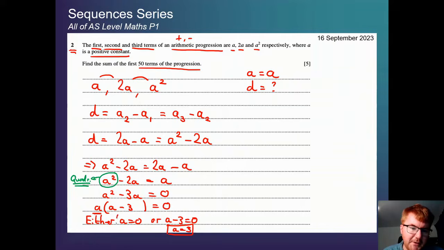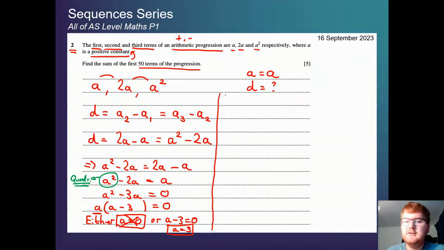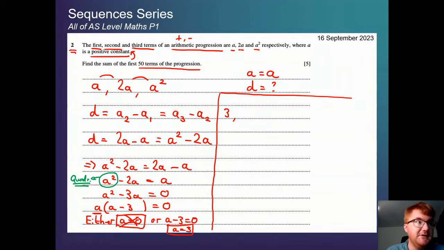Now notice we have two possible answers, but back to something I underlined already, a is a positive constant, therefore 0 is not possible, therefore a is equal to 3. Now let's write this question out a little bit differently. Now we know a is equal to 3, the first term is 3, the second term 2a, 2 times 3 is 6, then 3 squared is equal to 9. So notice I'm always double checking as I go through the question here. Do we have an arithmetic progression? Are we adding 3 each time? Yes, we are. So we do have the correct progression.